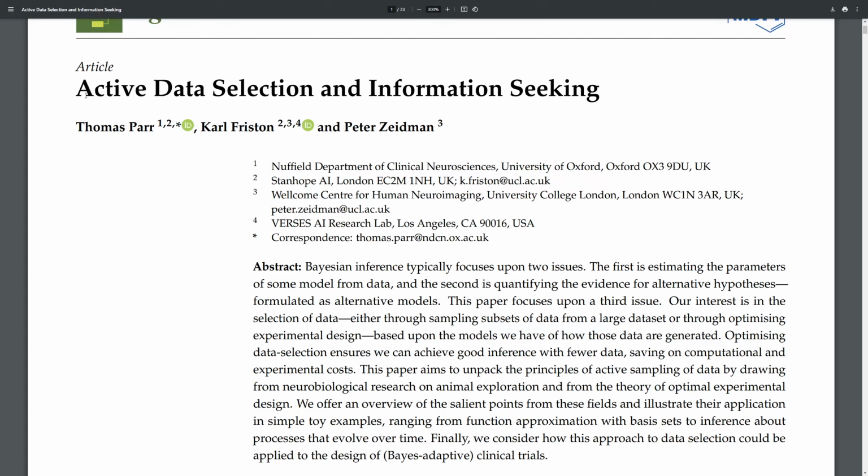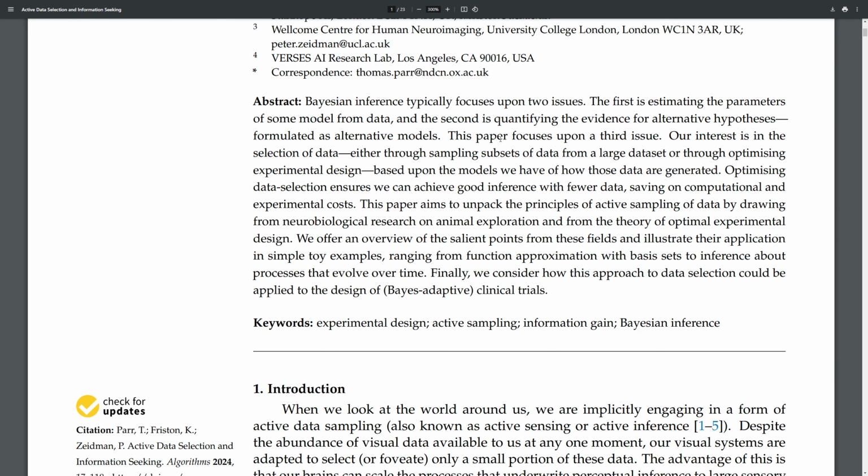All right, so today we are talking about active data selection and information seeking by Thomas Parr, Carl Friston, and Peter Zeidman. Bayesian inference usually focuses on two issues. The first is estimating parameters of some model from the data, and the second is quantifying the evidence for alternative hypotheses. We're going to be doing neither of these.